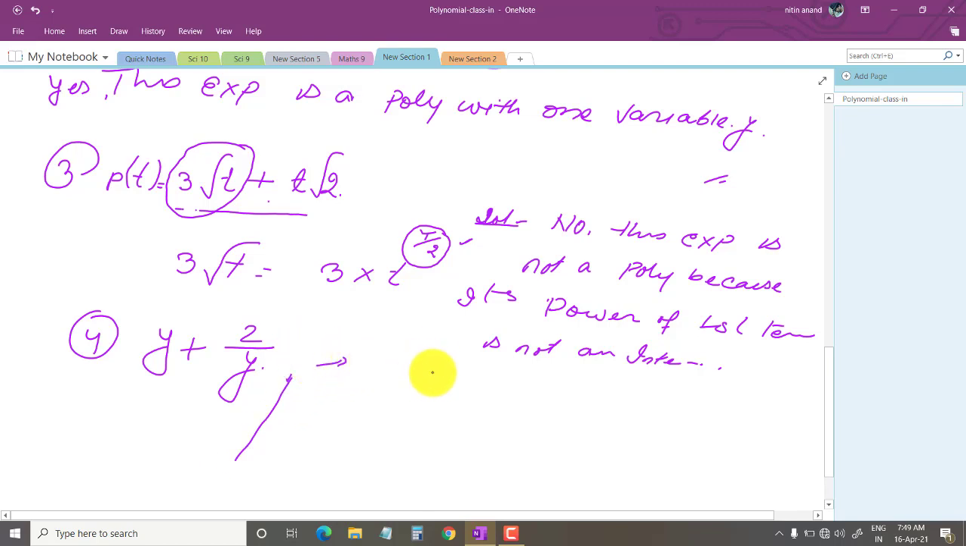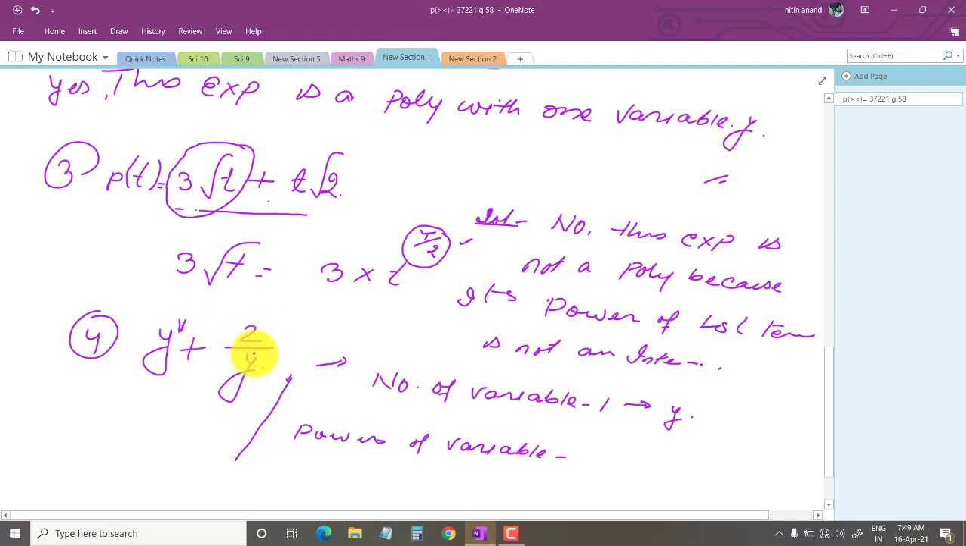First of all, we will see the number of variables. The number of variables is 1, that is y. But if we talk about the powers of the variable, then see, in this term the power is 1, we can say this has power 1.